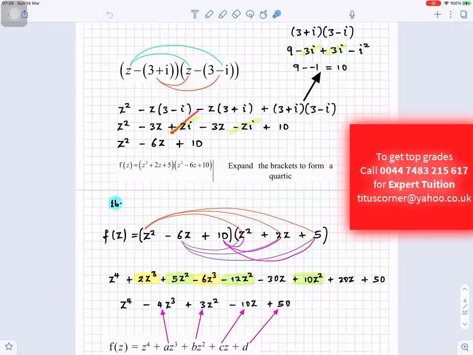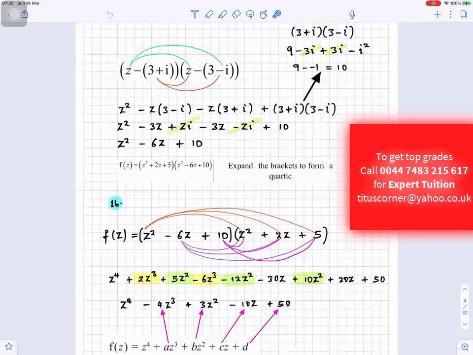So you would simplify. The zi will cancel with the zi. I put it in green. It becomes 0. Minus 3z minus 3z would become minus 6z. So you get this second expression, z squared minus 6z plus 10. So now you've got the second expression. You put the two expressions together. Z squared plus 2z plus 5 times z squared minus 6z plus 10.